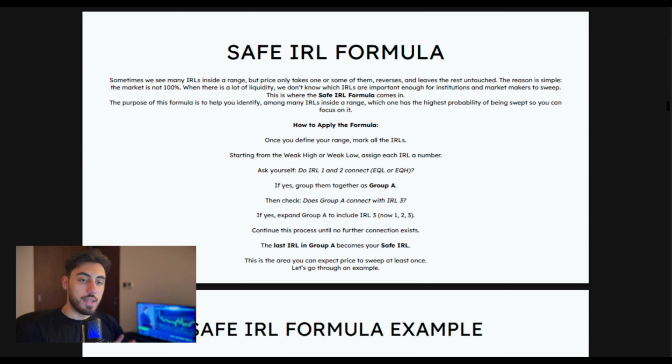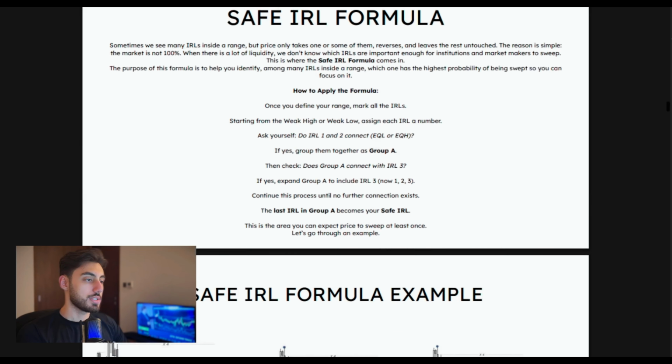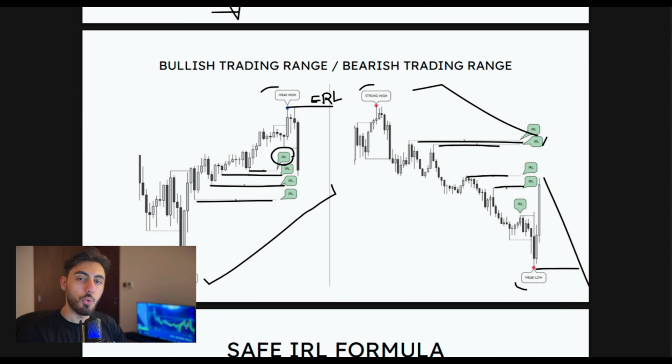Now, there is a formula that actually helps you, which I call the safe internal range liquidity formula. As you can see, sometimes we have more than two liquidities. I mean, we have a lot of internal range liquidity points in the market. I'm going to be honest with you, the market is not 100%, and we don't know which one is going to get taken out by institutions and market makers. Maybe the institution just takes this internal one right here, then they swap and go take out the external liquidity.